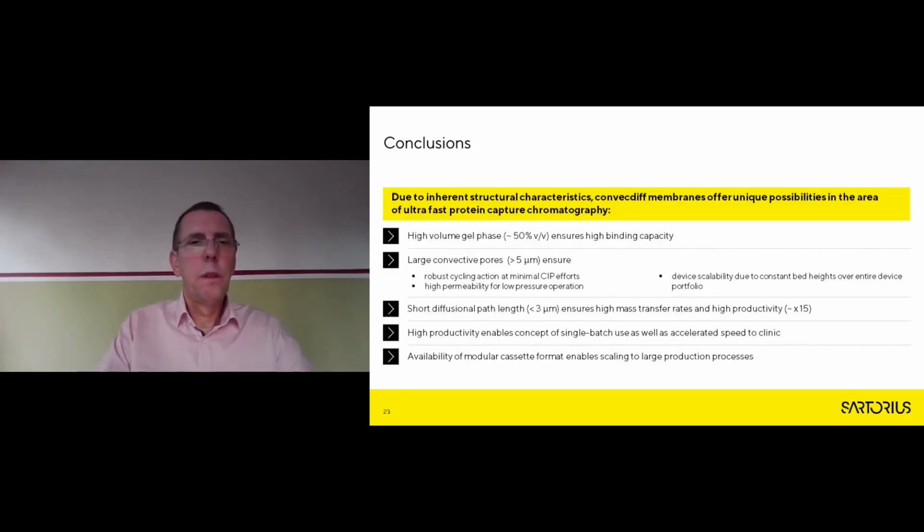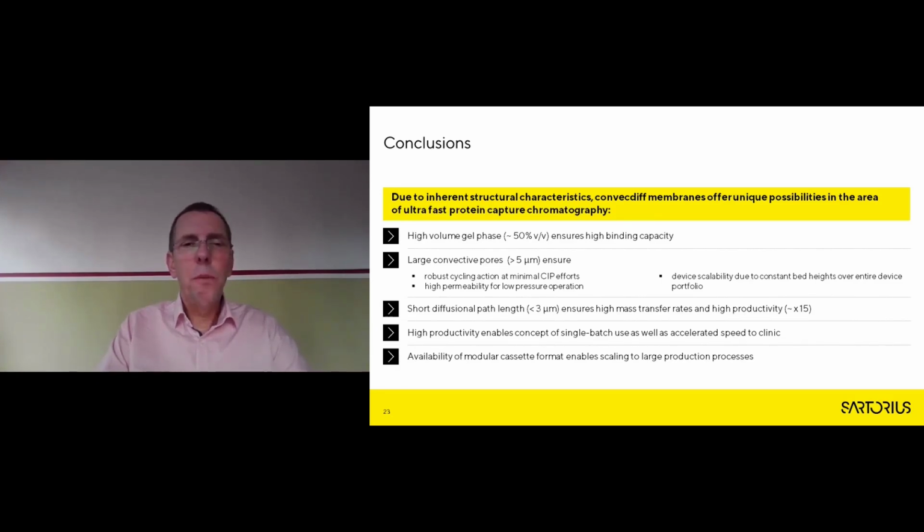Conclusions. Due to inherent structural characteristics, Convecdiff membranes offer unique possibilities in the area of ultra-fast protein capture chromatography. The high volume gel phase ensures high binding capacity, while at the same time, large convective pores of more than 5 micron ensure robust cycling action at a minimal CIP effort, device scalability due to constant bed height over the entire device portfolio, and a high permeability for low pressure operation.